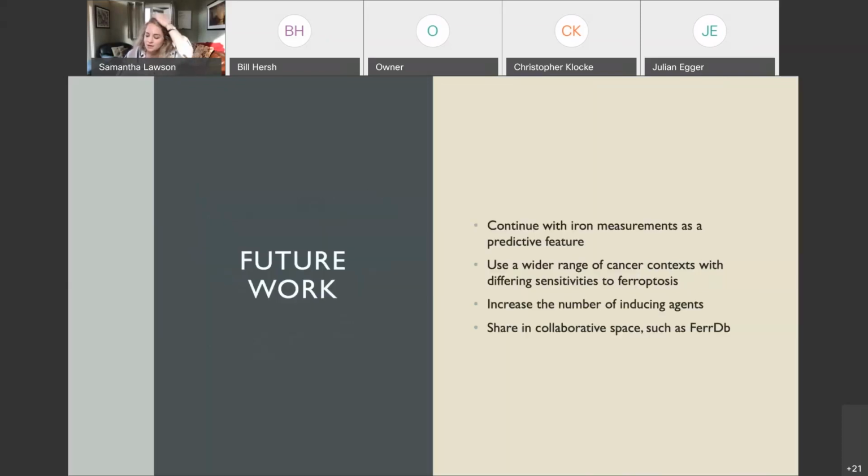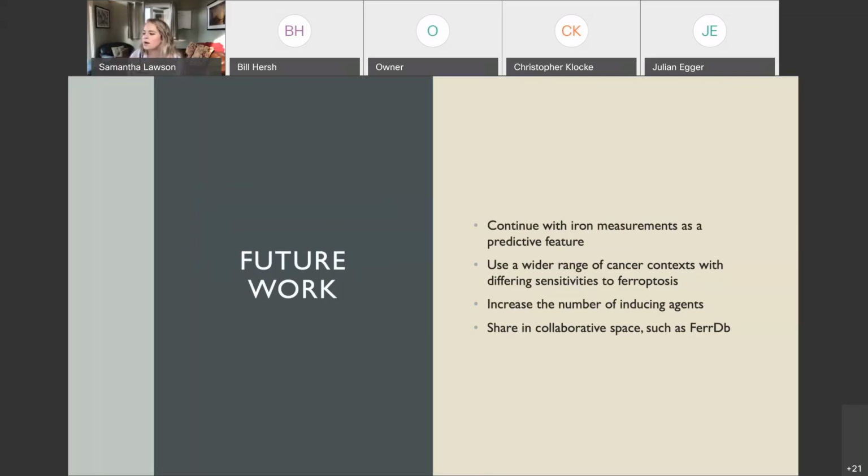So some future work. Again, continue with those iron measurements as they proved effective and consistent. And then also look at that anti-MDA feature that I talked about. Again, good data, but the biology behind it needs to be explored more to make it useful in this context. As this is a somewhat newer type of cell death, the pathways are still being determined and characterizations are still being made. So we may find other targetable areas or other inducing agents as this work is being done.